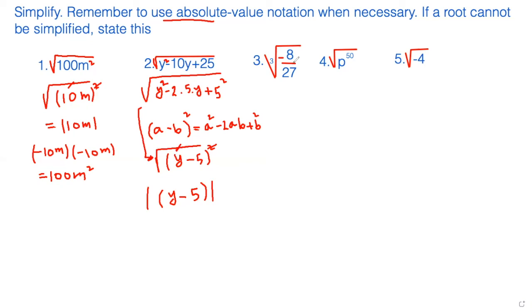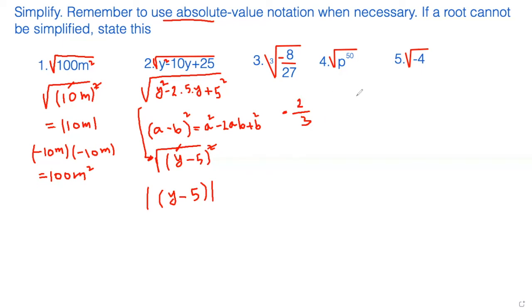So negative 8 over 27, cube root. We know that 2 times 2 times 2 is 8, so we write on the top 2, and in the bottom 3 times 3 times 3 is 27. So it is 2/3, but still it is negative. So in this case, we can't use the absolute value, because this works only for even roots. For the cube root, you multiply negative 2/3 by itself 3 times, and you should get negative 8 over 27. So this is the answer for number 3.